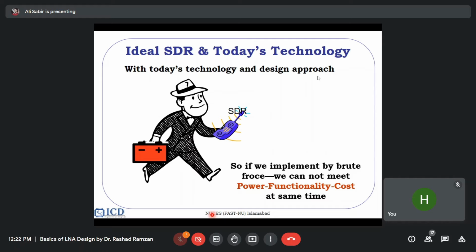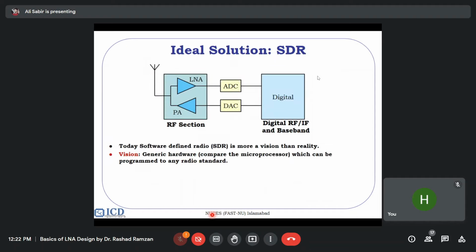With today's technology, we don't have an A to D converter which can run from a 250 milliampere hour battery, which we have in this type of mobile phone. So power consumption becomes the prohibitive thing in this case, and we cannot use this technique directly. So what to do?